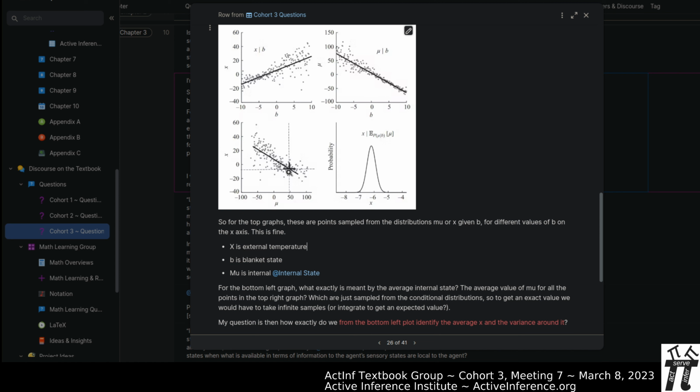So we're conditioning on a particular observation of b. Now, conditioning on mu being 50, we have a mean and a variance of just this.